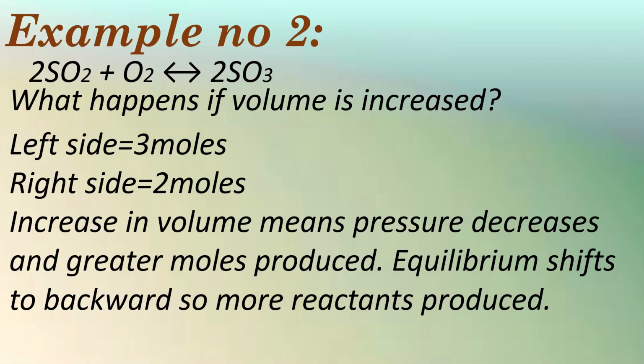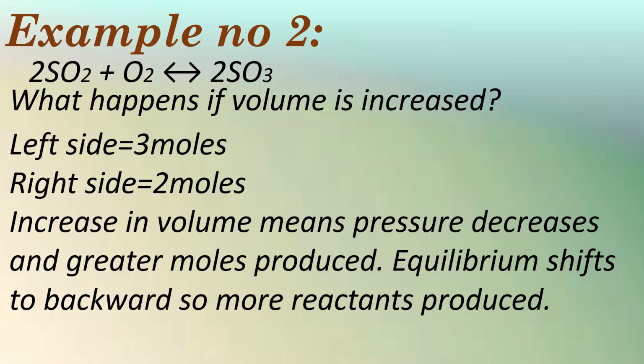Example number 2. This is also a reversible reaction. 2 sulfur dioxide plus oxygen gives us 2 sulfur trioxide. This is a reversible reaction. What happens if volume is increased? So we have to find in which direction this reaction moves if volume is increased.